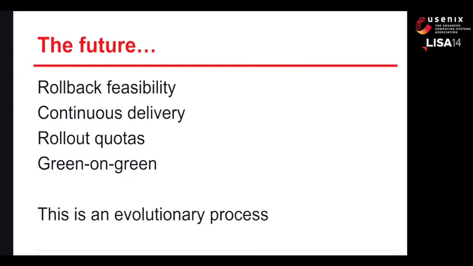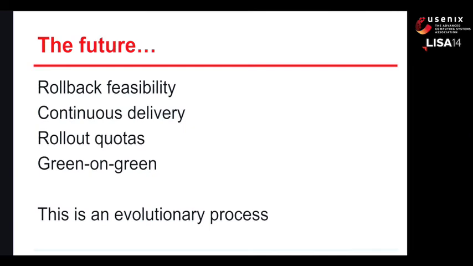And we also want to introduce the notion of rolling out green on green. If you have continuous delivery and something breaks, do you want to roll out the new version automatically and make it more broken? We still need a human in the loop.